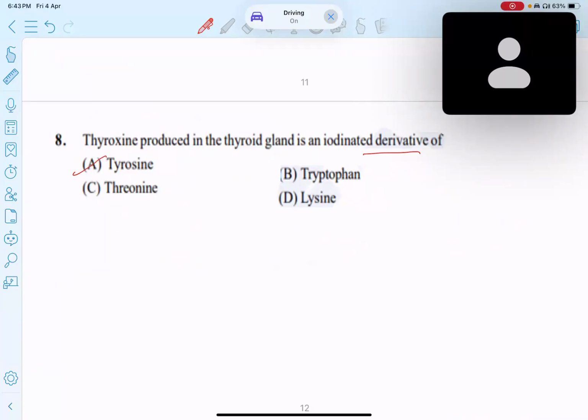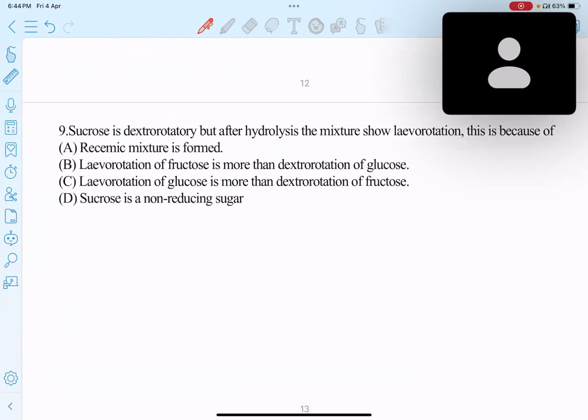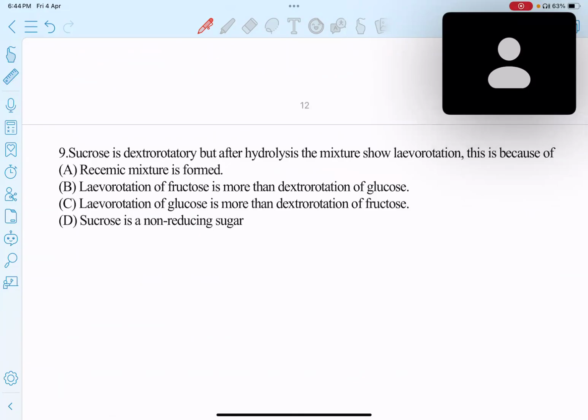Actually, thyroxine is an amino acid derivative in which the amino acid tyrosine is covalently bonded with iodine at different positions, three or four positions. Therefore, the correct option is A, tyrosine. It is abbreviated as T3, T4. So the correct option is A. Next, let us move on to question number 9.